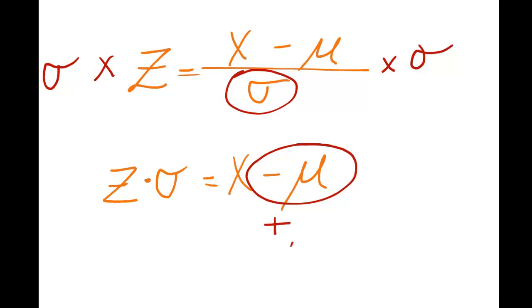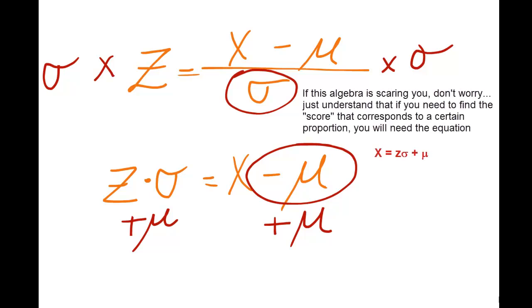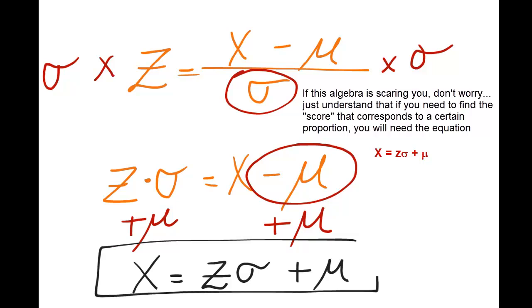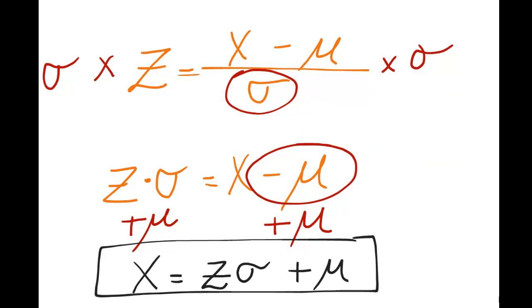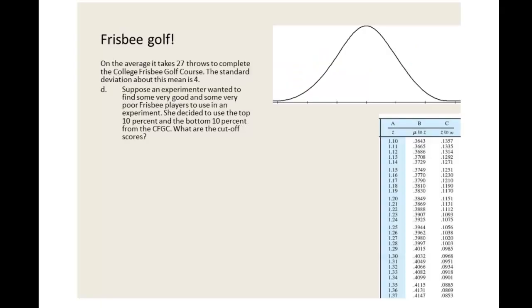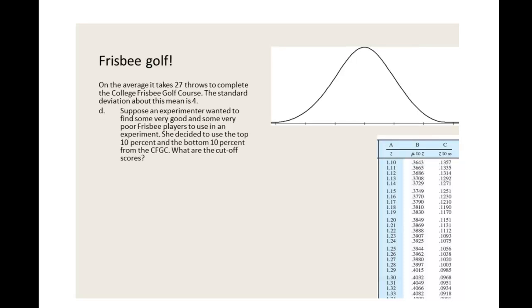So I started by getting the sigma out by multiplying both sides of the equation by sigma, and now I'm getting the mu away from x by adding because it was subtracted. And I get the answer, which is that x, the score of interest, can be found by taking the value of z times the standard deviation and adding it to the mean. With that in mind, let's go on to the next question.